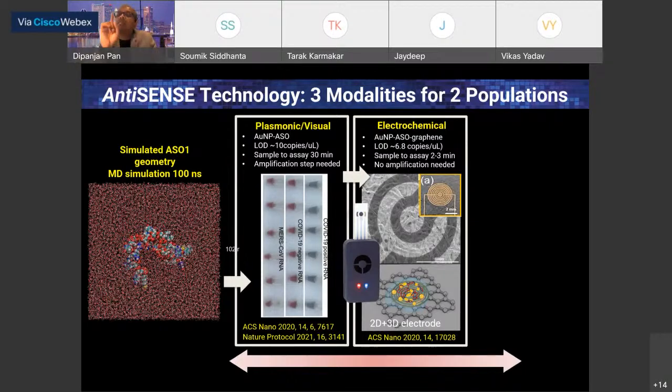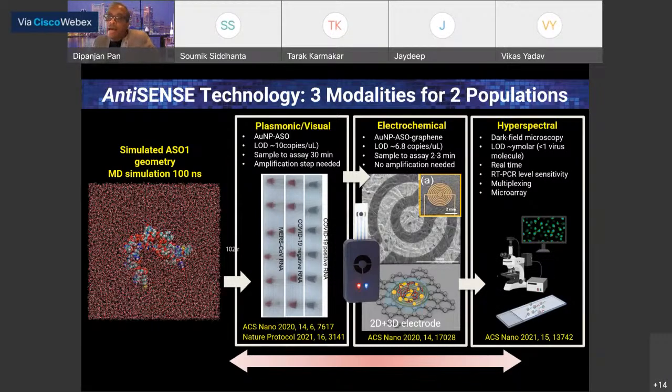But again, like I said, we were still not happy because we think that we can push the boundary and push the limit of detection even below. So what we did then, we tried to apply dark field microscopy, and that's called hyperspectral imaging. There, we applied something called hafnium nanoparticle. This was again a serendipitous discovery, that hafnium provided much better scattering than gold particles. As a result, we came up with a microarray, and we detected this virus at a level of yoctomolar, which is almost less than a virus molecule we can detect.